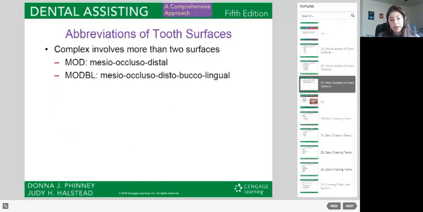Complex involves 3 surfaces or more. So we have mesio-occlusal-distal, or you can have mesio-occlusal-distal-buccal, which is quite a large filling there. You won't see those complex ones that go beyond 3 very often, because usually if they're needing that much work, they'll probably move it to a crown. But sometimes you'll see those complex ones. So simple is 1, compound is 2, complex is 3 or more.